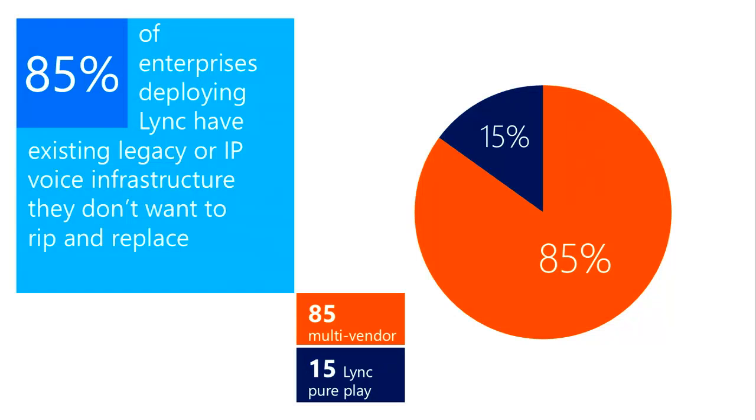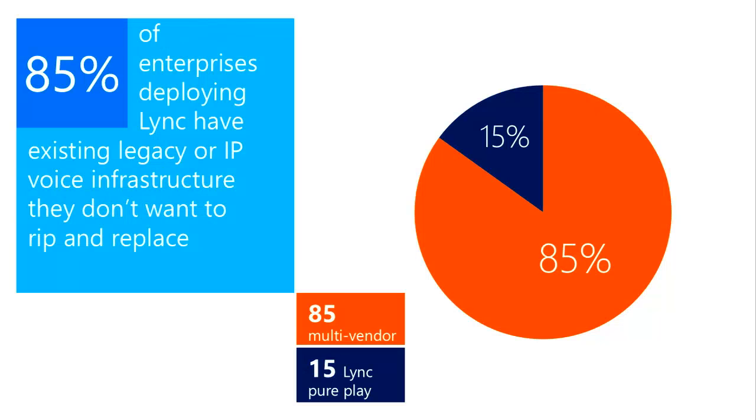85% of enterprises deploying Lync have legacy infrastructure they don't want to rip and replace. And this is something you have to think really hard about. I've seen a number of times where enterprises deploy IM and presence, then turn on peer-to-peer voice and video, but don't turn on enterprise voice. So now, do I use the desk phone, or do I use my Lync with the headset, and what do I use when? I can't call back to the cell phone, and I can't make it work. You end up in a very confusing state.